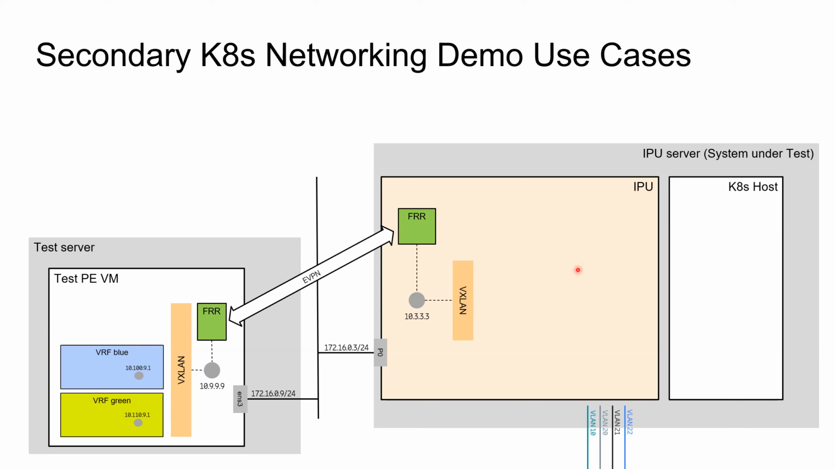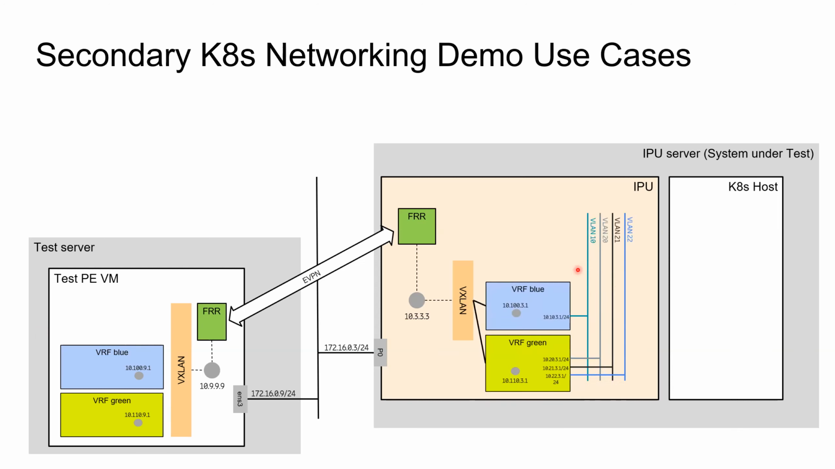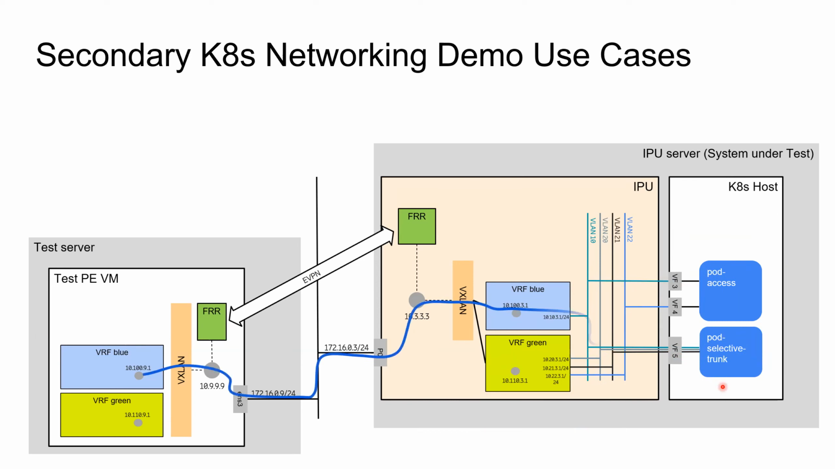So what we will do is, first step, we will provision the networking. So 2 VRFs, 4 VLANs, and SVIs to connect them together. And then we will bring up 2 pods, an access pod that has 2 access virtual functions connecting to VLANs 10 and 22, and the selective trunk pod that has a single trunk interface connecting to VLANs 10, 20, and 21. And when that is done, we'll show the connectivity. We're going to ping the selective trunk pod from the test PE server. We'll also show local connectivity, both L2 connectivity on VLAN 10, as well as locally routed L3 connectivity in VRF green between the two pods.